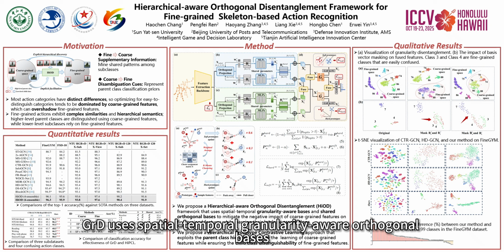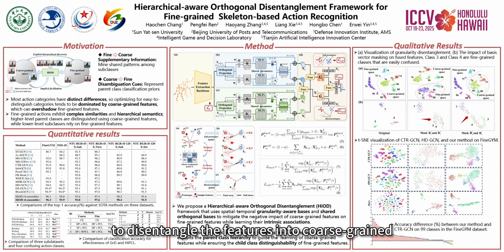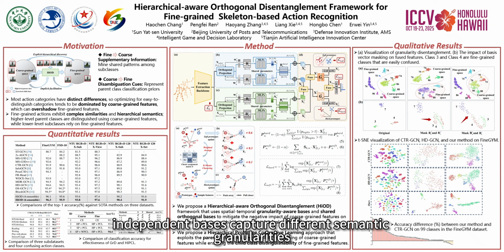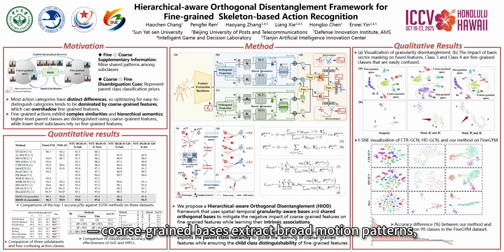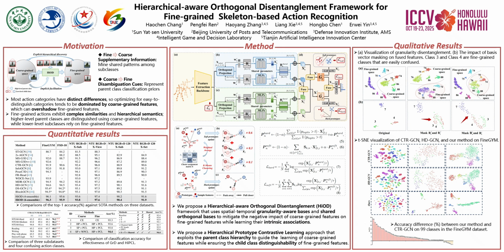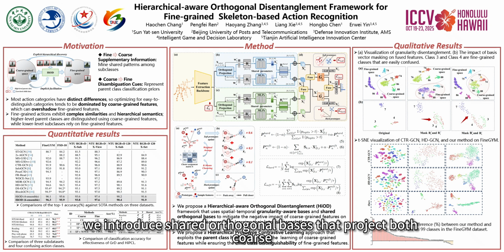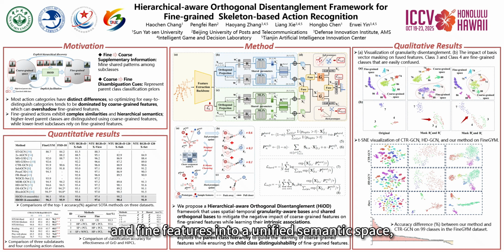GRD uses spatial-temporal granularity-aware orthogonal bases to disentangle the features into coarse-grained and fine-grained subspaces. In both spatial and temporal dimensions, independent bases capture different semantic granularities. Coarse-grained bases extract broad motion patterns, while fine-grained bases focus on subtle joint dynamics. To allow information sharing between them, we introduce shared orthogonal bases that project both coarse and fine features into a unified semantic space, enabling cross-granularity interaction. In this way, the model uses complementary information. Coarse features provide overall context, while fine features refine subtle distinctions.